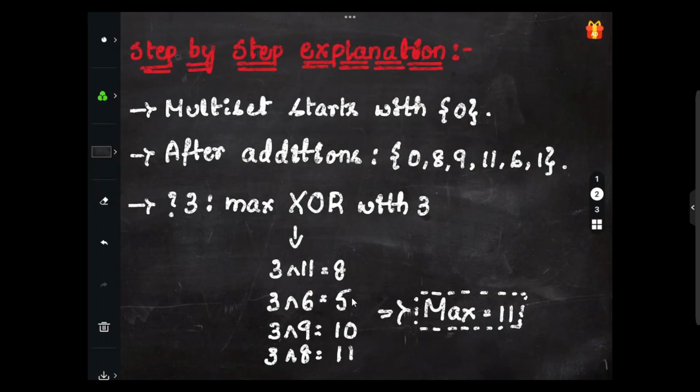Just give me a second. Did I miss anything here? No, right? So here, the multiset starts with 0.